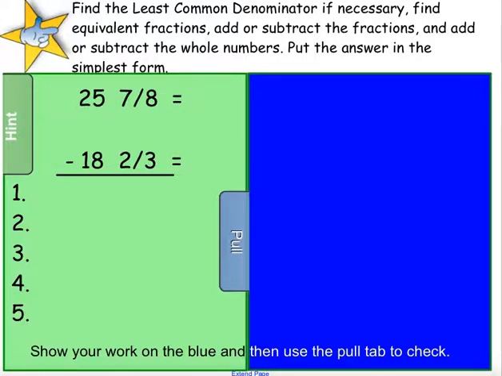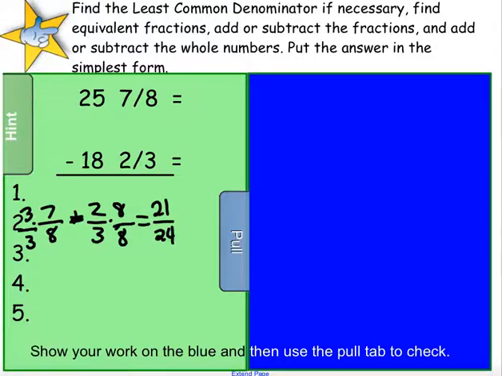25 and 7/8 minus 18 and 2/3. Well, the least common multiple would be 24. So I need to take that 7/8 minus 2/3, I should have said, minus 2/3, and get common denominators. So I'll take 7/8 times 3 over 3, and multiply the other one by 8 over 8, so that I am actually taking 21 over 24 minus 16 over 24. And we will actually get 5 over 24.